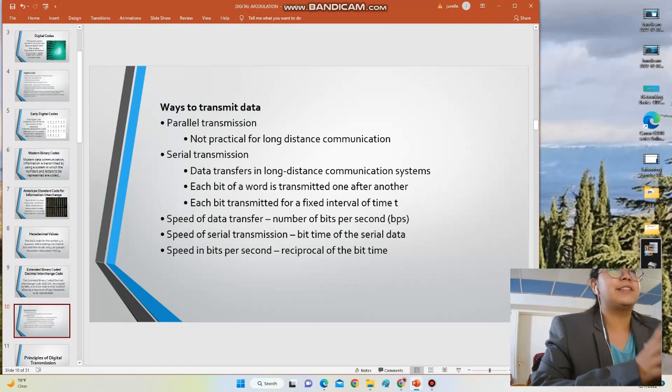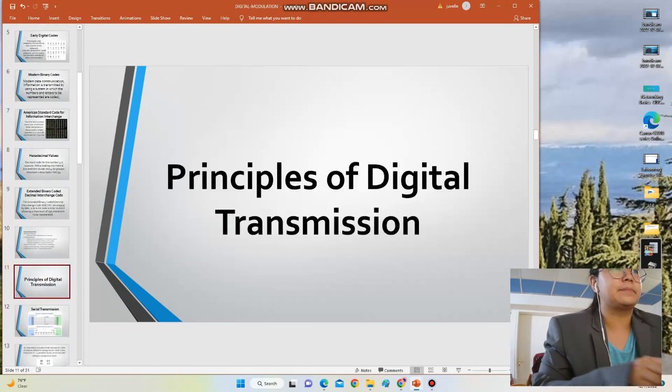Each bit of a word is transmitted one after another, and each bit is transmitted for a fixed interval of time t. The speed of data transfer is the number of bits per second, that is, bps. The speed of serial transmission: the speed in bits per second is the reciprocal of the bit time of the serial data.